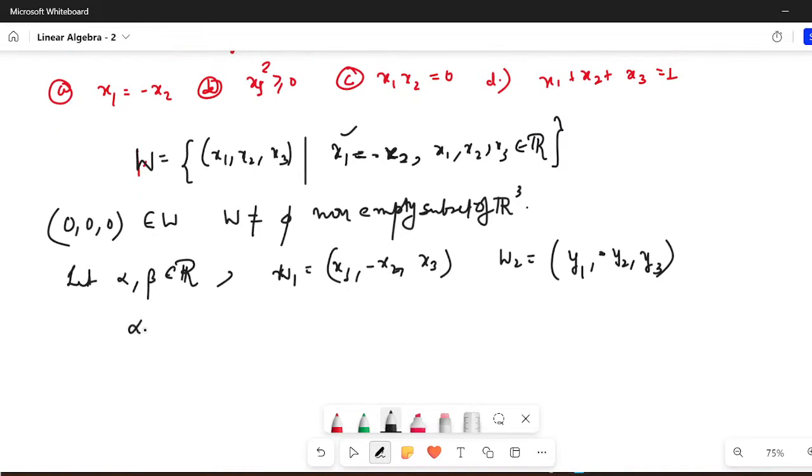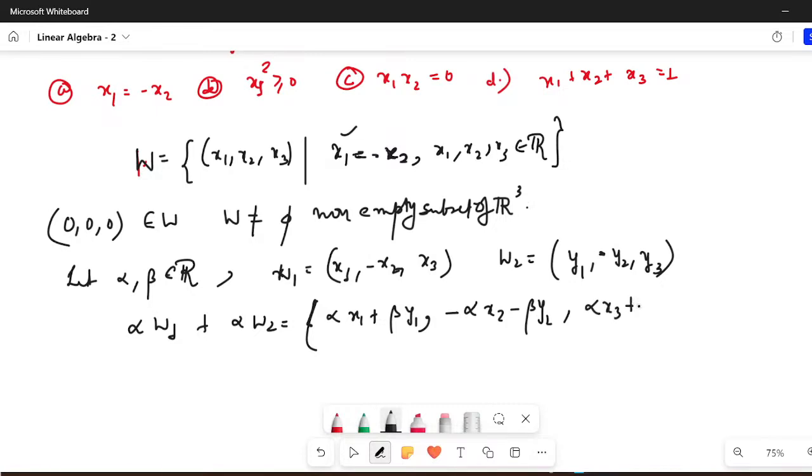Now if you do this kind of operation, alpha W1 plus beta W2, what are you going to get? You are going to get (alpha x1 plus beta y1, minus alpha x2 minus beta y2, alpha x3 plus beta y3).